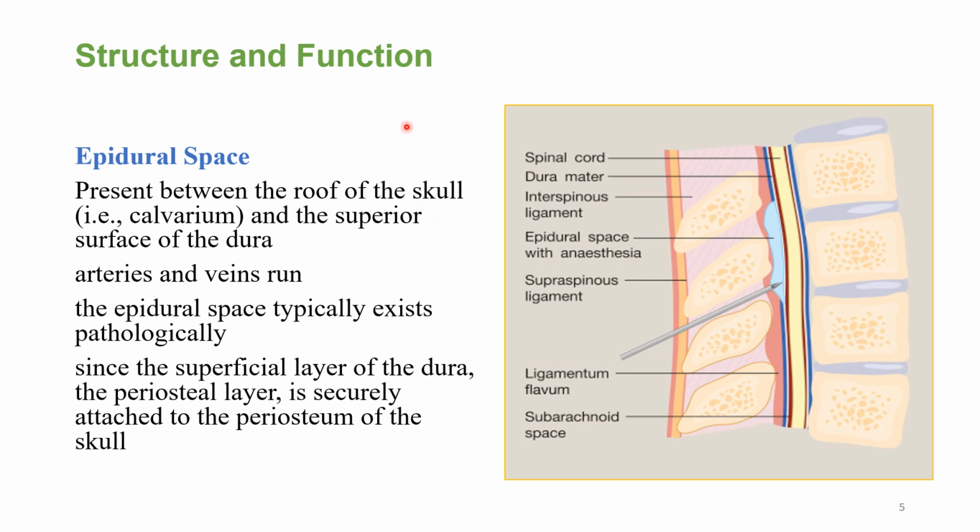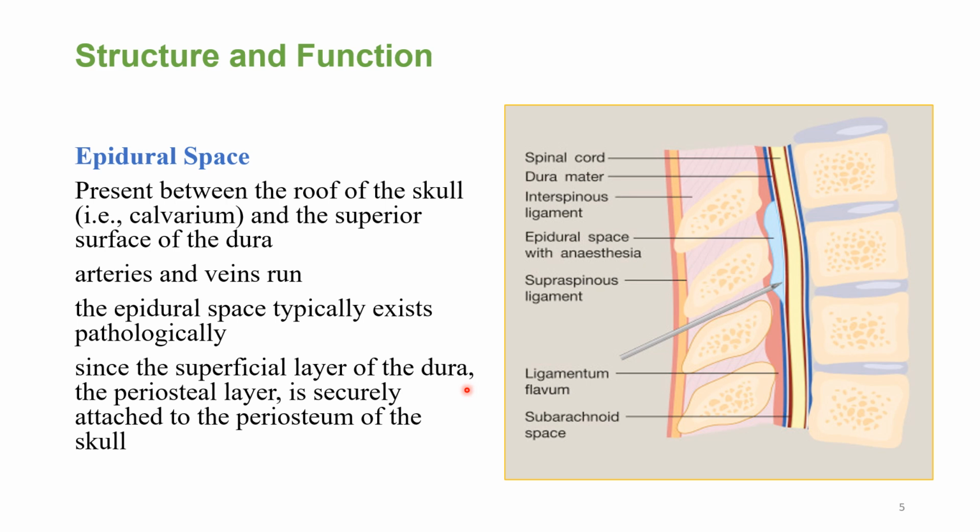Now coming to the structure and function. The epidural space is present between the roof of the skull and the superior surface of the dura. It has arteries and veins running through it. The epidural space generally doesn't exist, but it will exist pathologically. So, if any pathological condition is there, it will be present. See here, this is the epidural space. Here they give anesthesia, but if there is any pathological condition, fluid will accumulate in the epidural space.